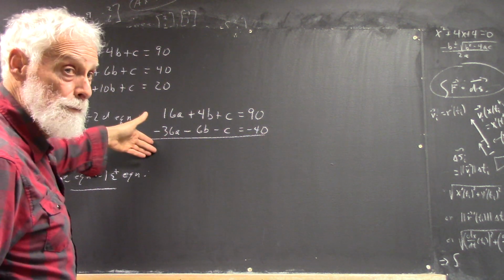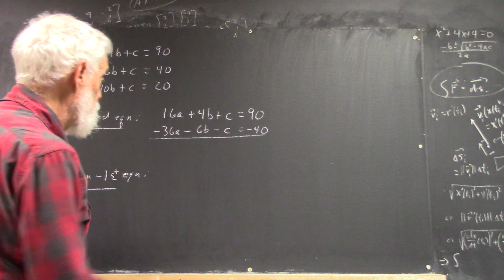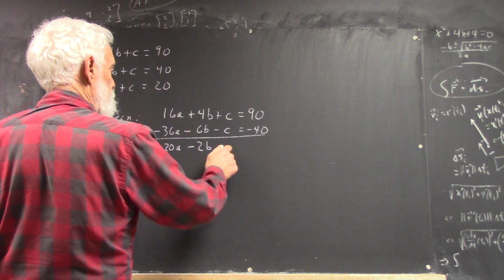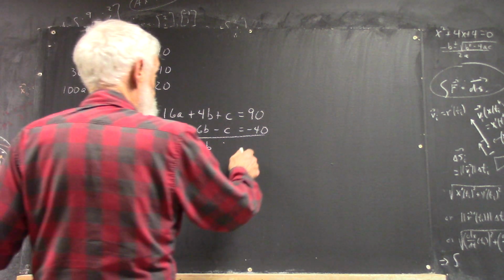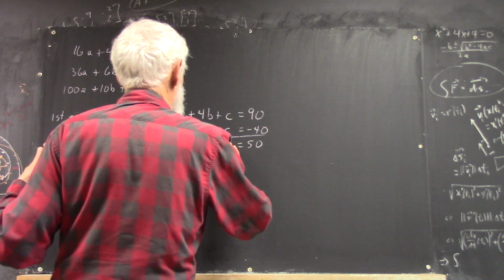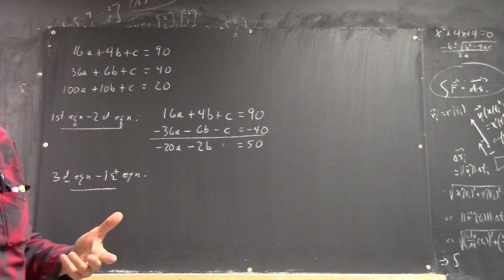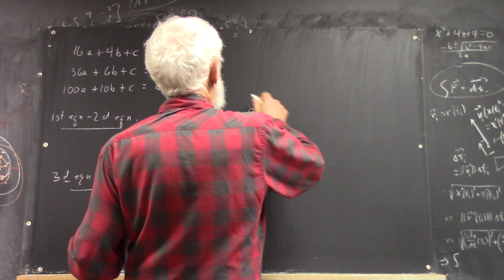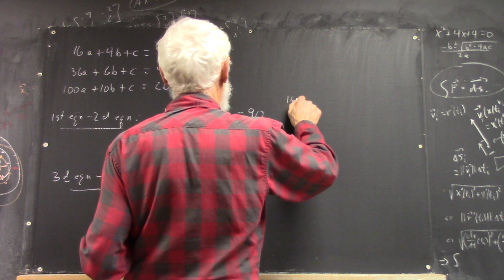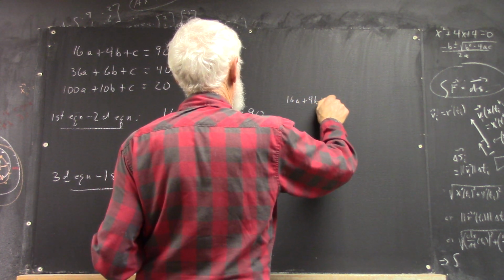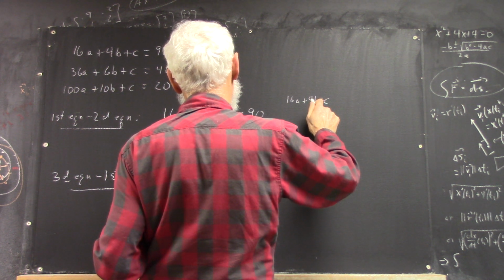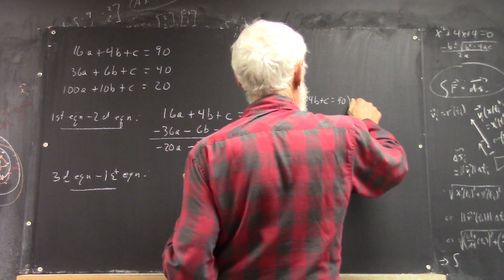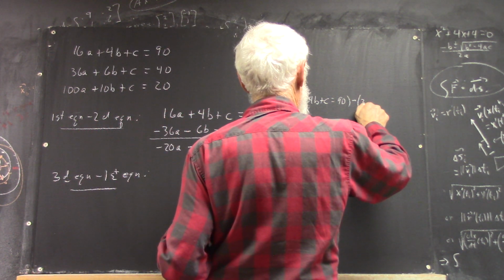Now you just have 16a and negative 36a is negative 20a. That's minus 2b. The c's go away, c and the negative c is just 0. And this is 50. Is that clear? Now if you want to write it out in linear form, which is fine, and many of you did, you could also say, okay, 16a plus 4b plus c equals 90. Now this really isn't good form, but the idea is good, so I'm going to acknowledge it anyway.